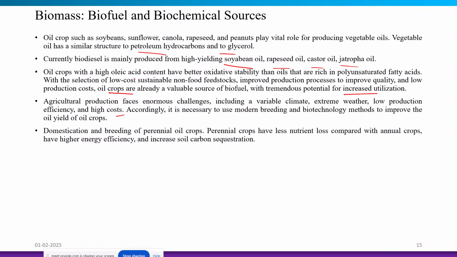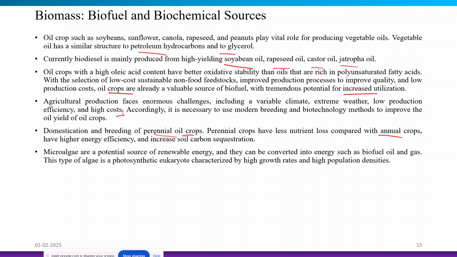So, domestication and breeding of the perennial oil crops: those crops have less nutrient loss compared to the annual crops, have high energy efficiency, and increase soil carbon sequestration as well. So these are very efficient and highly beneficial for carbon sequestration as well. Carbon sequestration in an agricultural way, not in the form of gas hydrate I'm talking about.